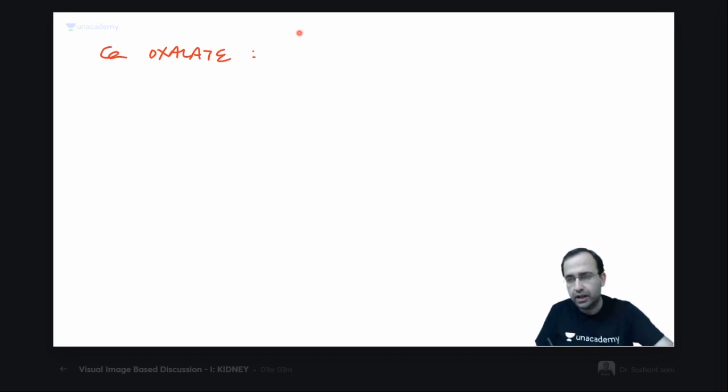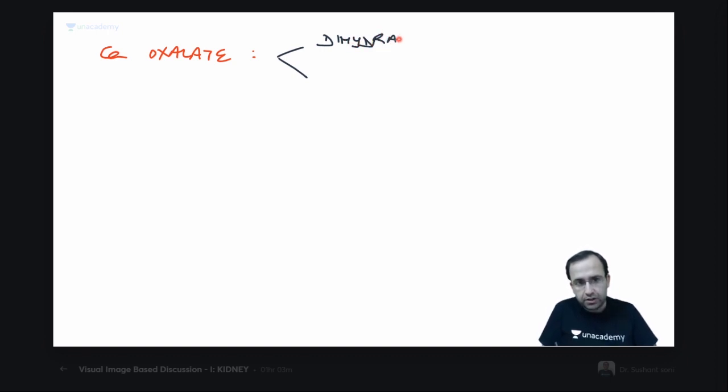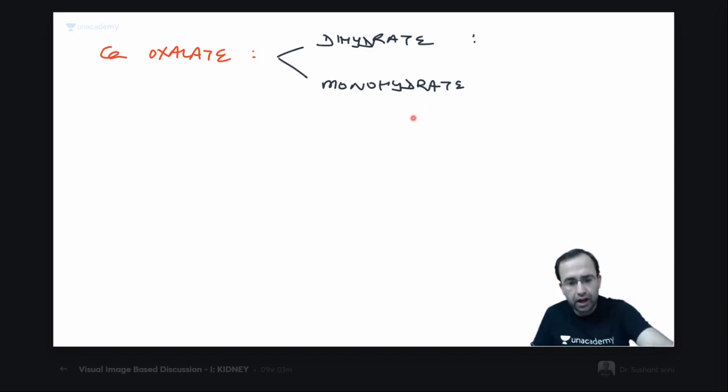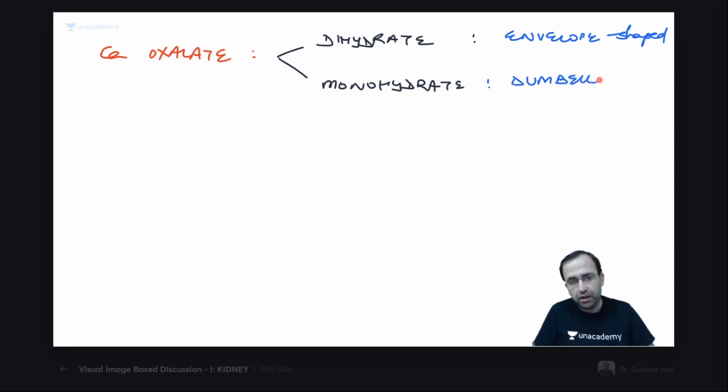I can divide the calcium oxalate crystals into two types: calcium oxalate dihydrate versus calcium oxalate monohydrate crystals. Calcium oxalate dihydrate crystals are envelope shaped, versus calcium oxalate monohydrate crystals, which are dumbbell shaped. You know this very well.